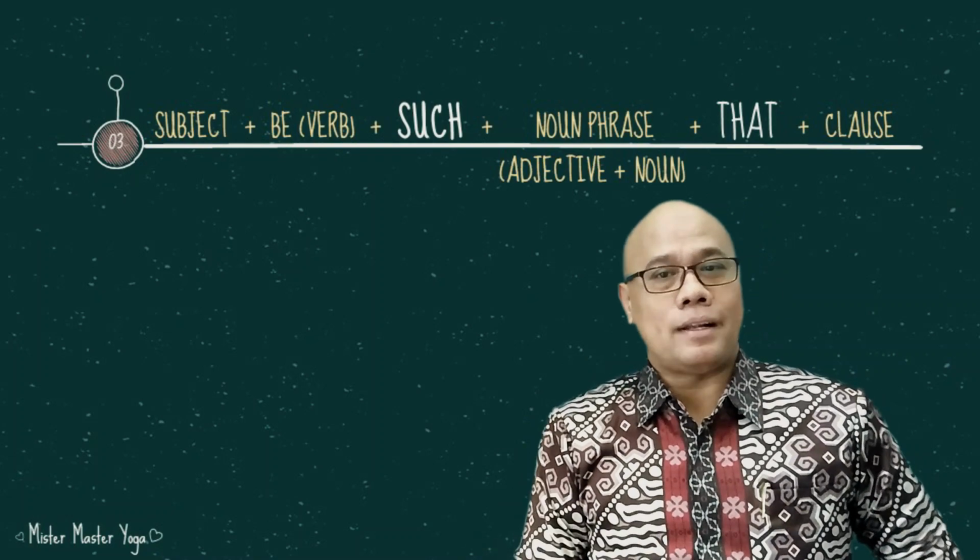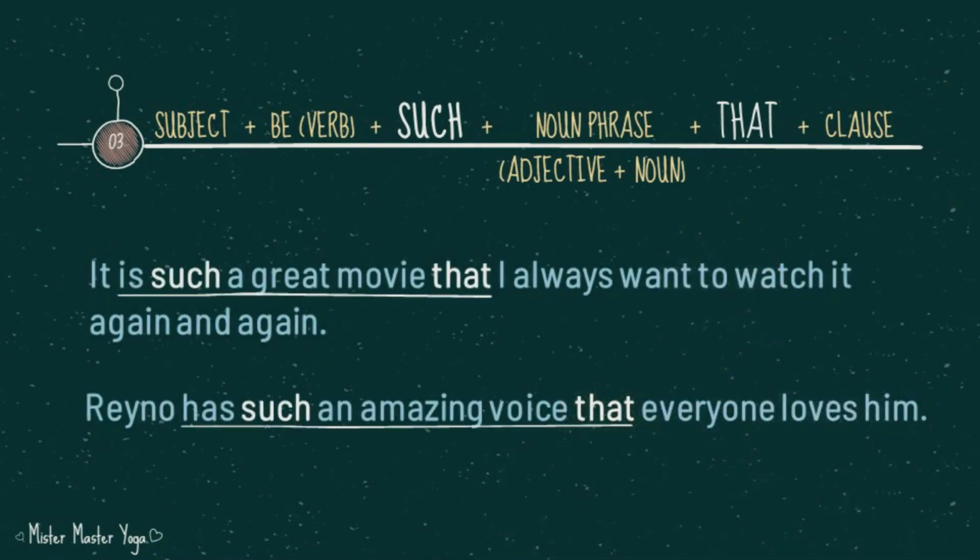Let's check the examples. It is such a great movie that I always want to watch it again and again. It is such a great movie is a noun phrase. Because the movie is great, I want to watch it again and again. That's the effect, right?